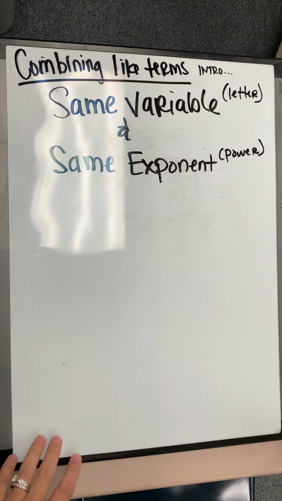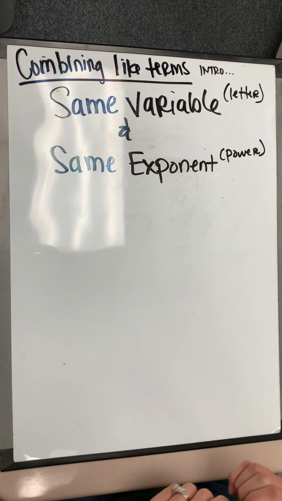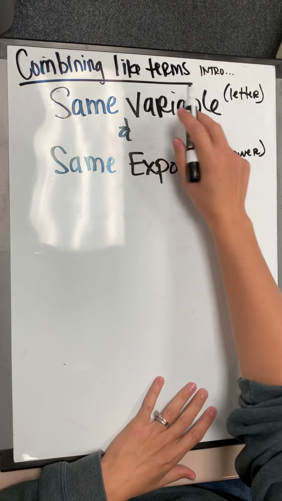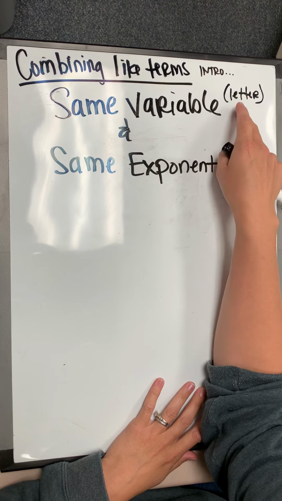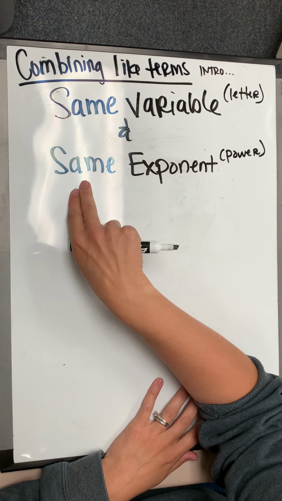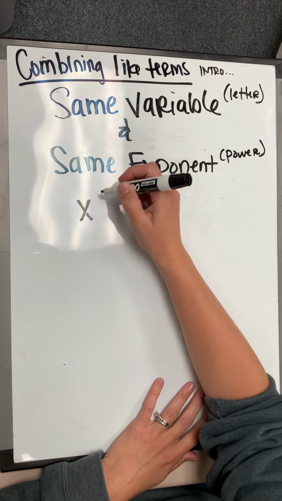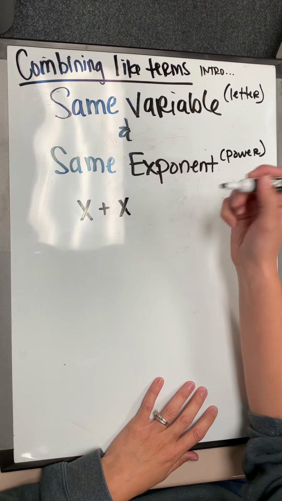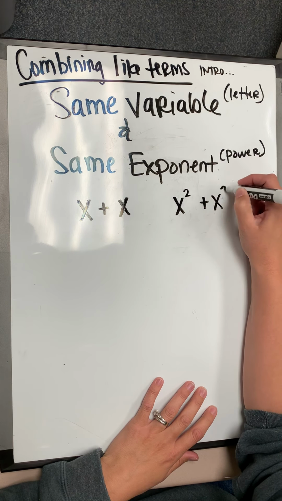In this video, we're talking about combining like terms, and it's our intro video because we'll build on it a little bit later. In order for terms to be considered like terms, they have to have two things. They have to have the same variable, which means the same letter, and they have to have the same exponent, which is your power. So x's can be combined with x's, and x squareds can be combined with x squareds.